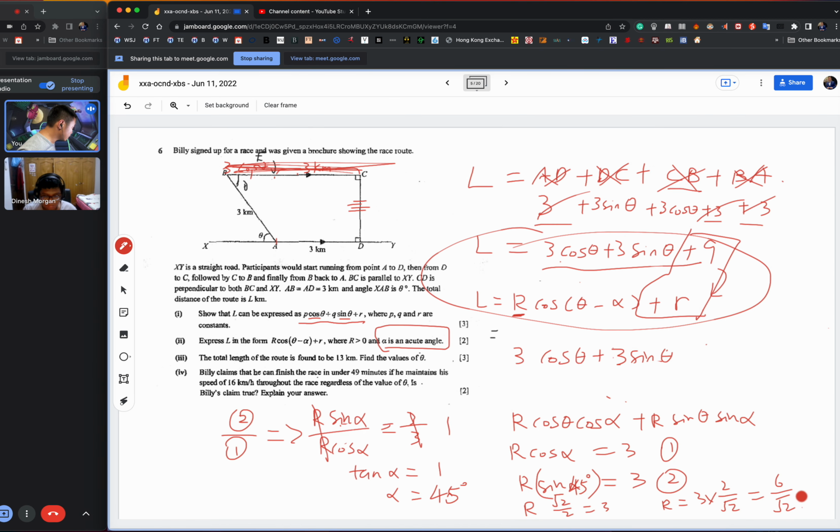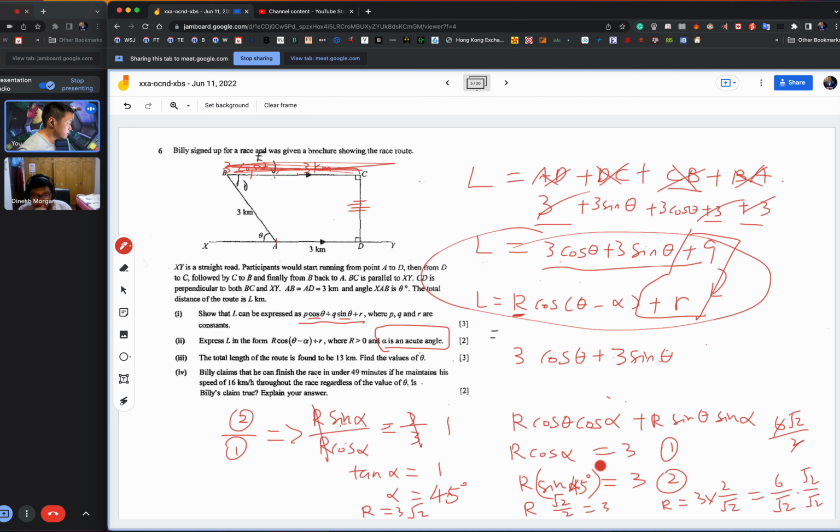Yep. Then you rationalize it. Square root 2, square root 2. So you get 6 square root 2 over 2. So it's 3 square root 2. Yes. So r equals 3 square root 2. Done. Okay? Yep, good. So this is the way.